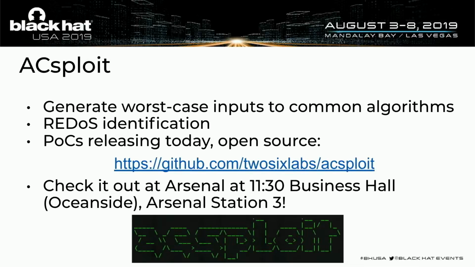Another tool is DoS identification. David talked about regular expression denial of service, and we have a tool that'll take a regular expression and tell you whether or not it's vulnerable to some catastrophic backtracking. And we're also releasing POCs for the two vulnerabilities we talked about, the PDF and the password checking vulnerabilities. Those are built into ACsploit, which is live now at this GitHub link. So again, we'll be at Arsenal at 11:30 at Station 3. A couple of our coworkers will be presenting there, and we encourage you to check it out.